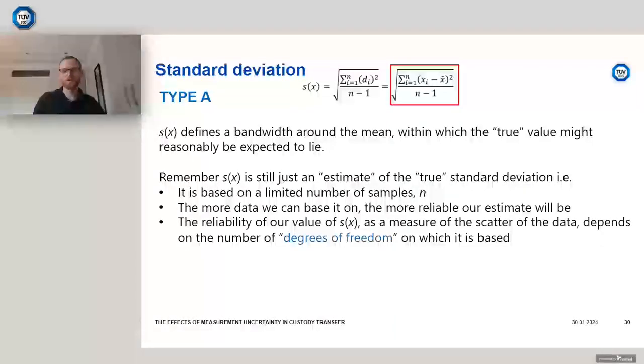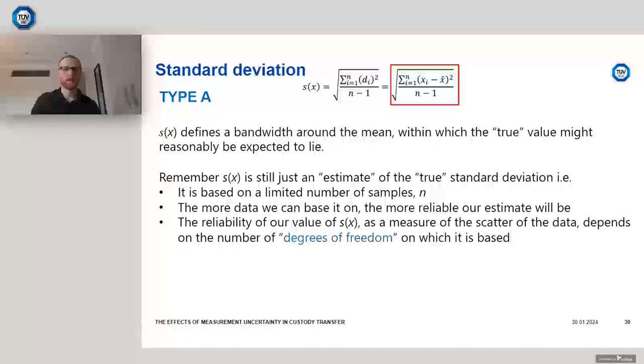So what the standard deviation does is it defines a bandwidth around the average value that you've calculated where you might expect the true value to really lie. As it says here, the standard deviation is an estimate of the true standard deviation. What we're trying to do is characterise the standard deviation of a full population of data when we've only got 10 values. As it says, it's based on a limited number of samples, n. The more data you can base it on, the more reliable your estimate will be.